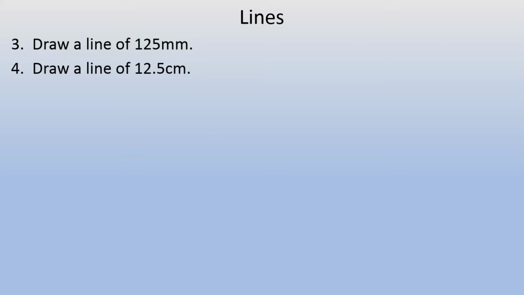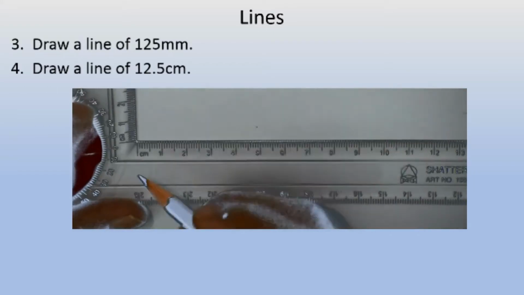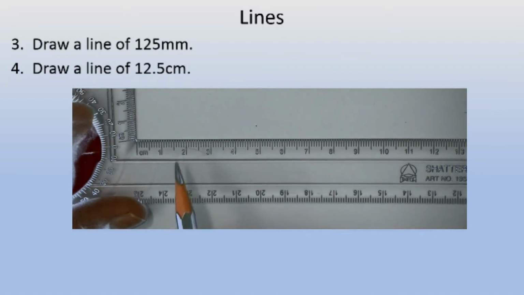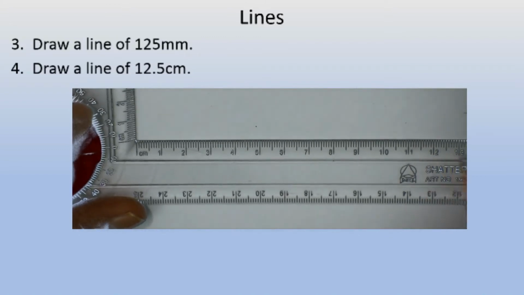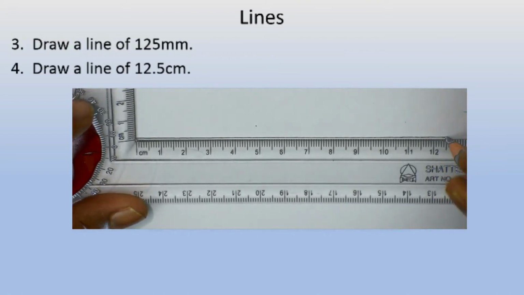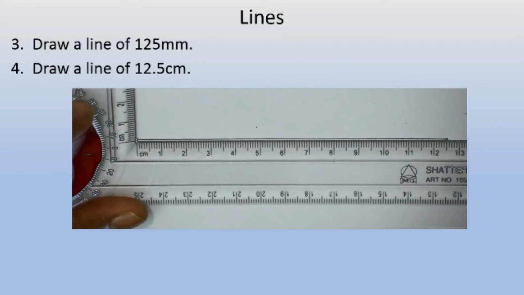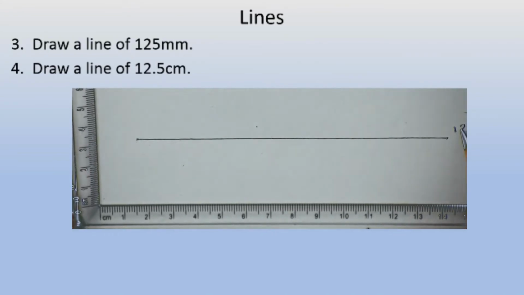Let us draw a line of 125 mm and draw a line of 12.5 centimeter. So again I will draw that first, the third line, which is 125 mm. So I will take 125 mm in between 12 and 13 centimeter line here. You can observe here. So this is going to be my 125 mm line, 125 millimeter. I'll write here 125 millimeter.